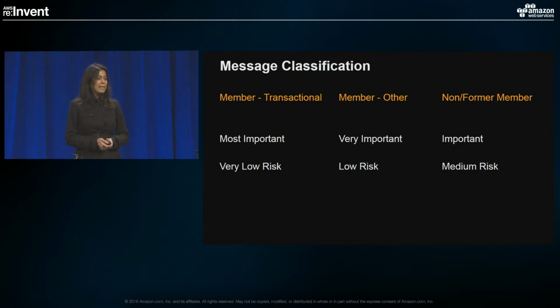So really quick, again, a recap of the different classes of messages. We have the member transactional messages. We have the other messages to members, the most important being the personalized engagement messages. And then we have the non-member and the former member messages. As I talked through earlier, the chances of not being delivered from the ISP are very low for the transactional messages and the other member engagement messages. But for the non-member and former member messages, there's some risk that the ISPs won't deliver them.